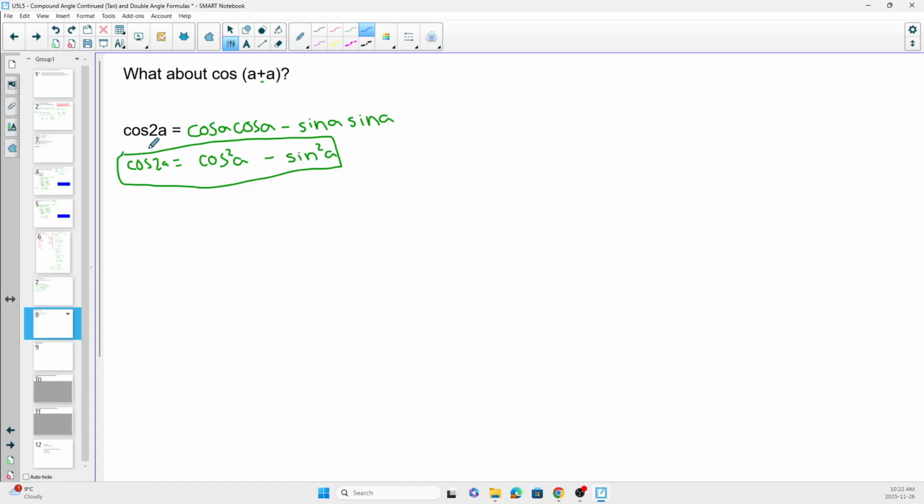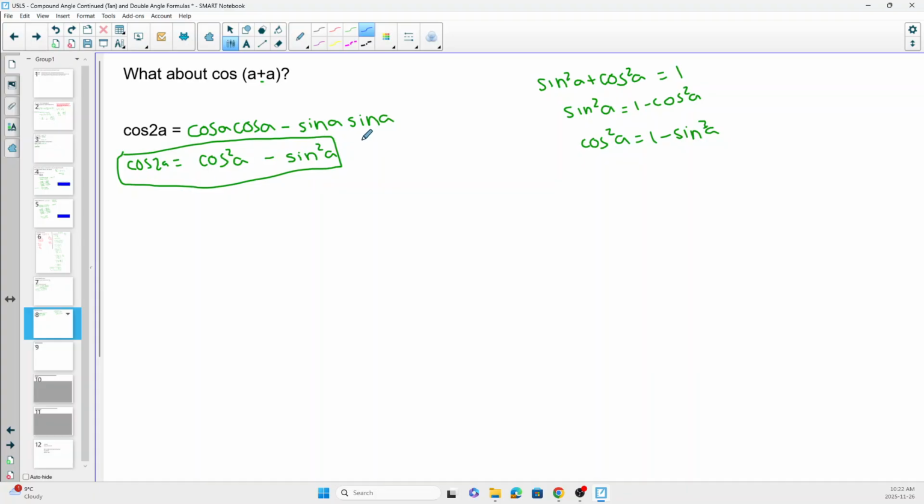Okay, so that's one. Off to the side, remember that sine squared A plus cos squared A, so different because this is subtraction, is equal to 1. And remember that we can rearrange this and say that sine squared A is equal to 1 minus cos squared A, or we could rearrange it and write that cos squared A is equal to 1 minus sine squared A. And so using these identities, we can actually develop a couple more versions of the double angle identity for cos.